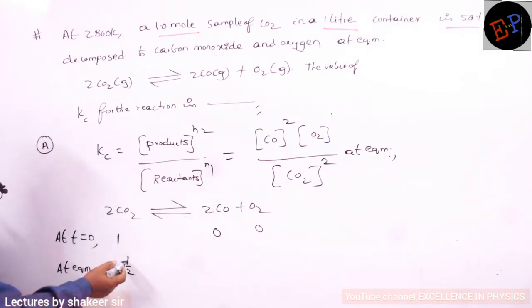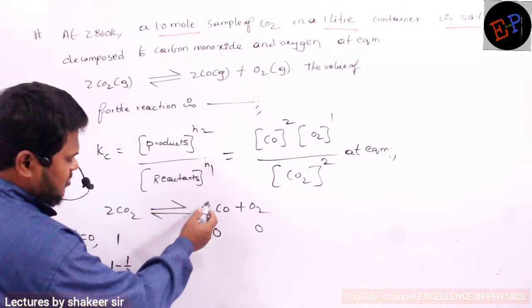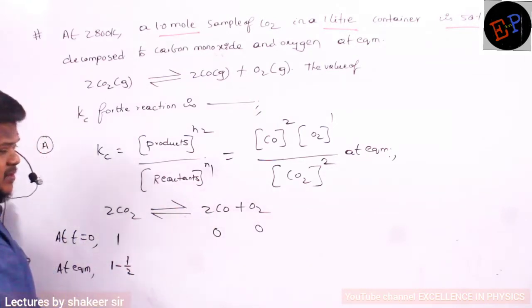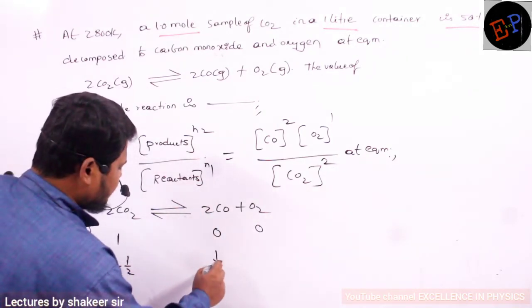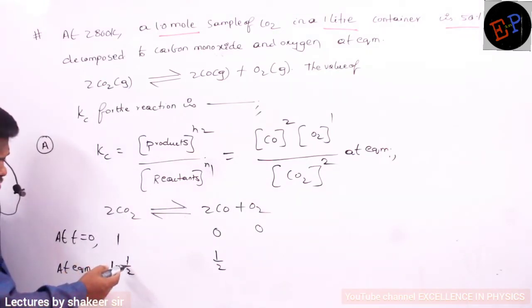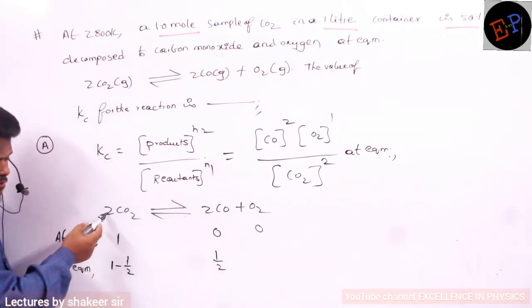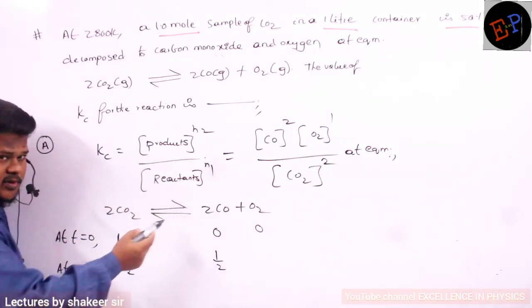So it means it is half mole if it is reduced. Now can you say what will be the amount of carbon monoxide which is formed? This is also half only. Half mole has reduced, no? Half mole will be formed. Why? 2 moles have reduced, so 2 moles should form, no?